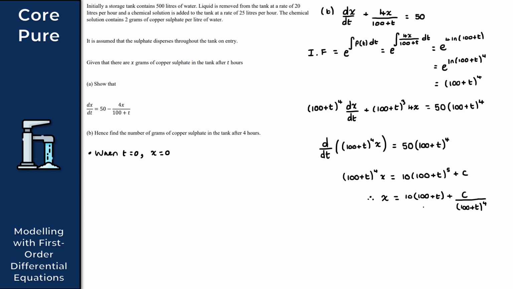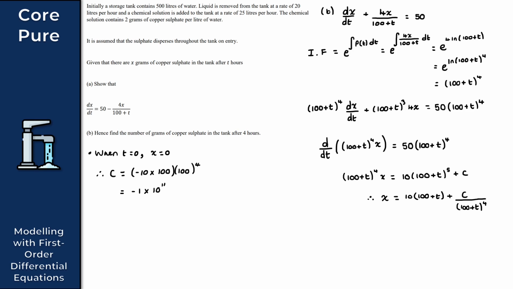So if I substitute t equals 0 into this equation, I get 0 equals 10 times 100 plus c all over 100 to the power of 4. But obviously we want to find the value of c, so I'm just going to make c the subject. Subtract this off both sides and times through by 100 to the power of 4. So c is equal to minus 10 times 100 times 100 to the power of 4. In other words, it's just minus 10 times 100 to the power of 5, which, if we evaluate, just gives us minus 1 times 10 to the power of 11.